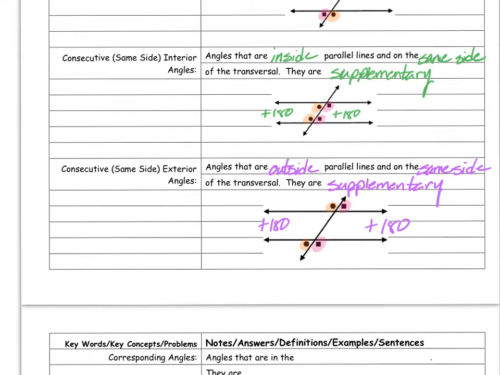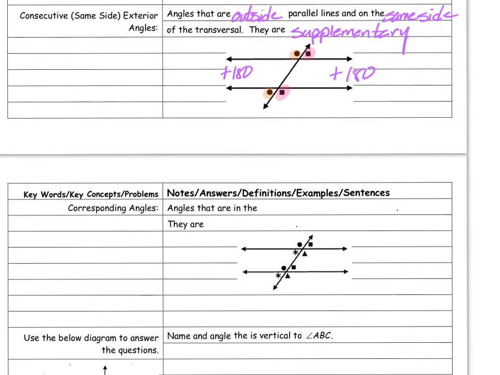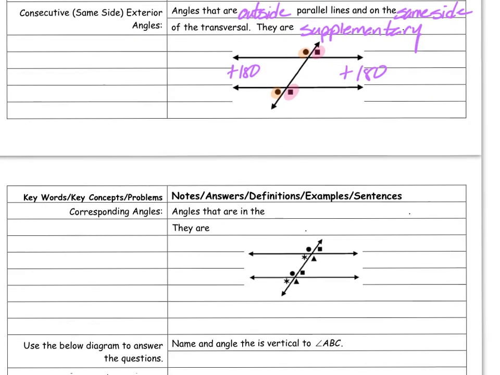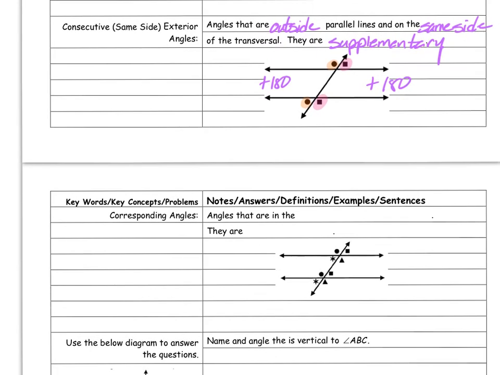Nice job, you guys. And we have one more. So that's 4. Remember, our first definition said there was 5 of them. So we have one more to go. So here we go, and it's called corresponding angles. Corresponding angles are angles that are in the same position.